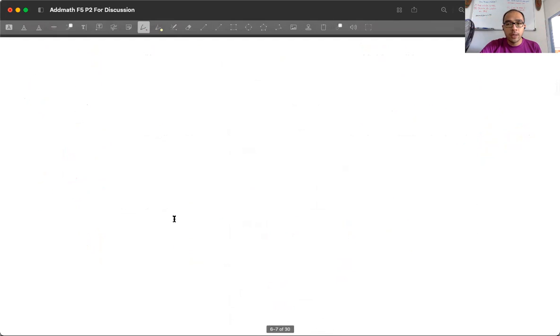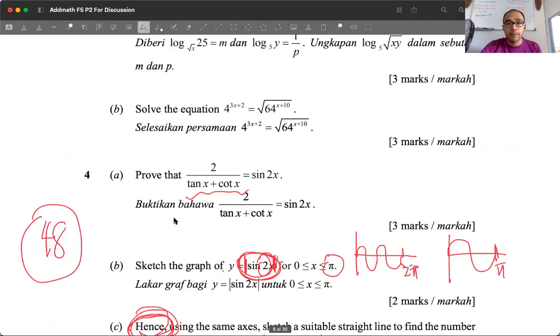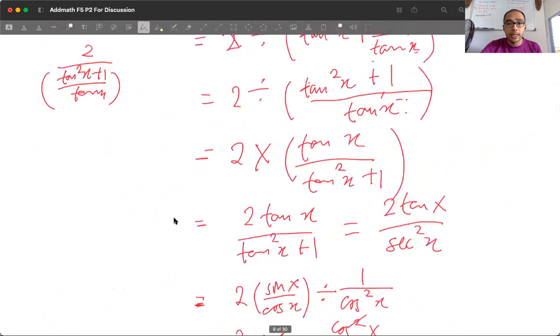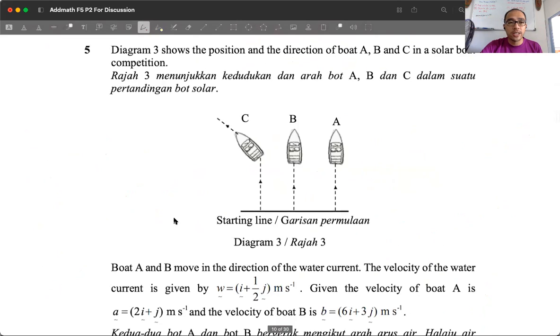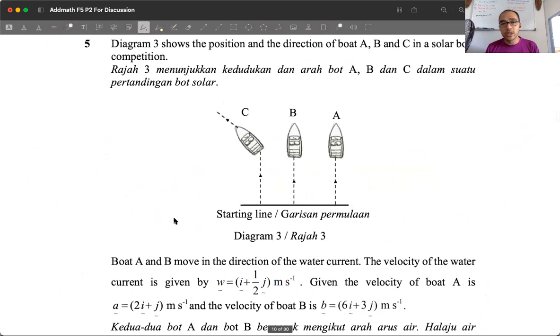Okay, the next question that I want to do is from the vector topic. I think it is question number 5. Okay, question number 5. So, if you can turn with me to question number 5.